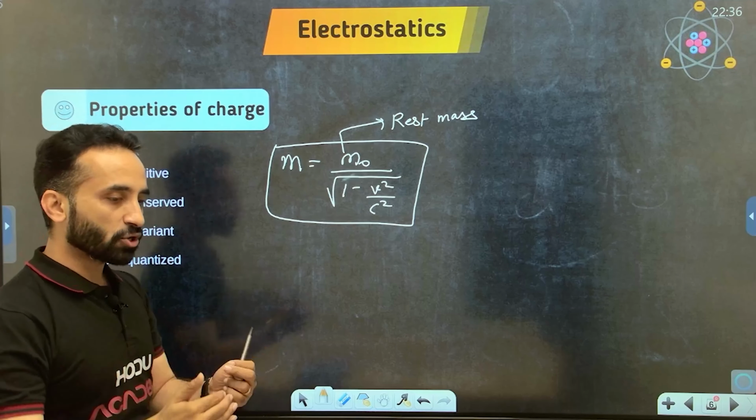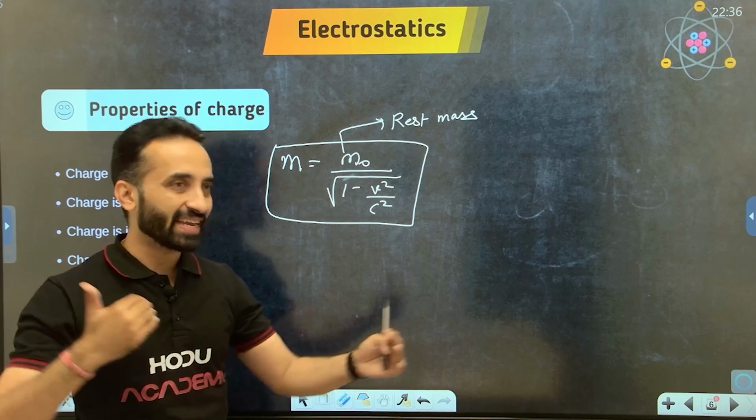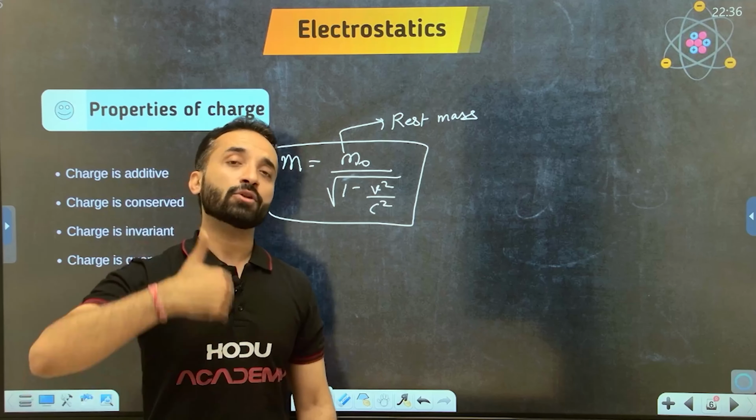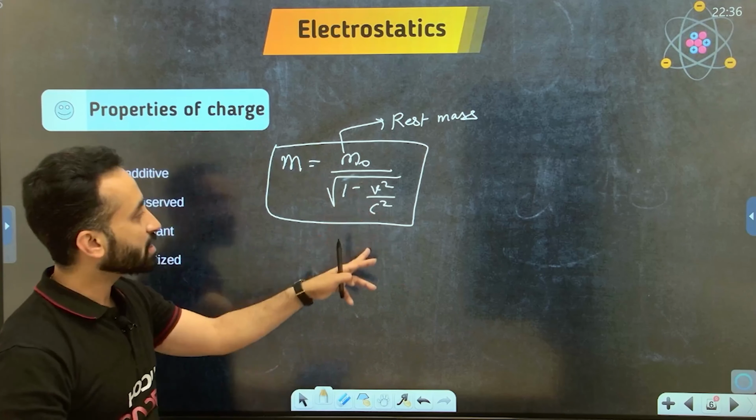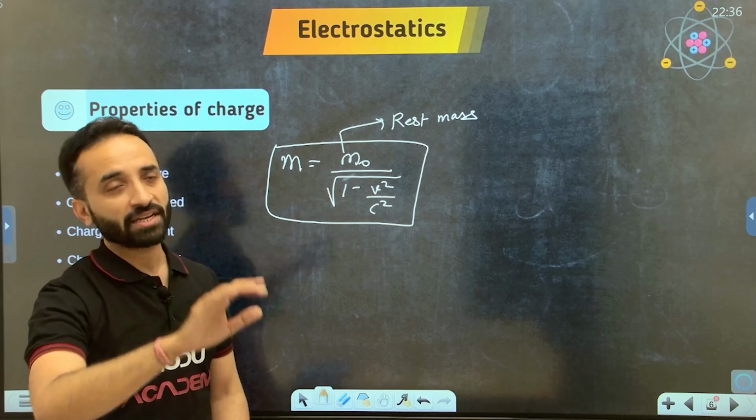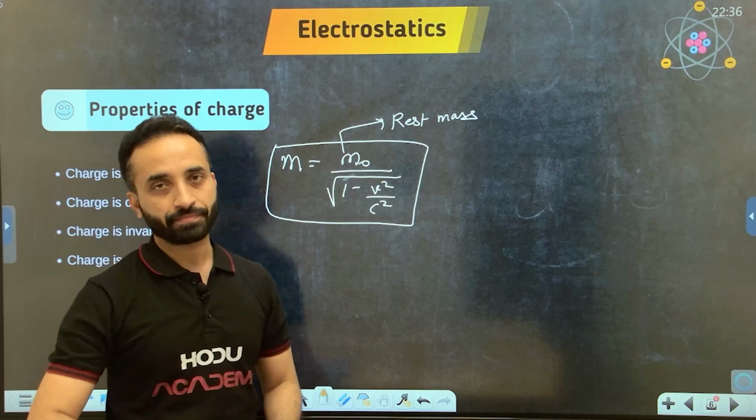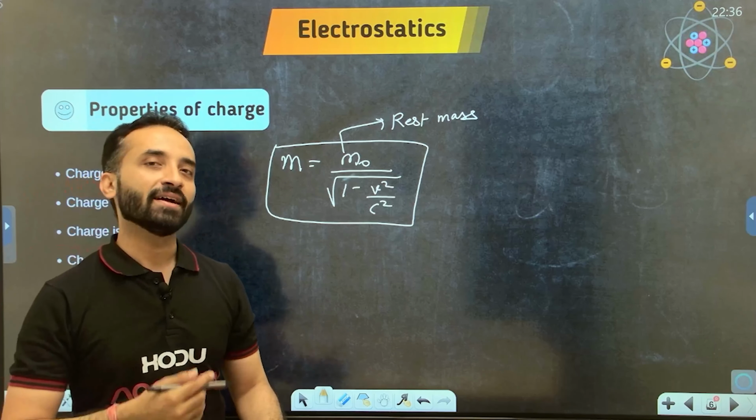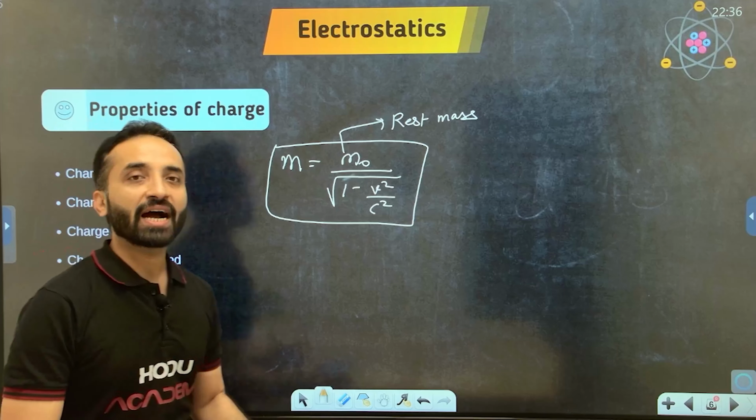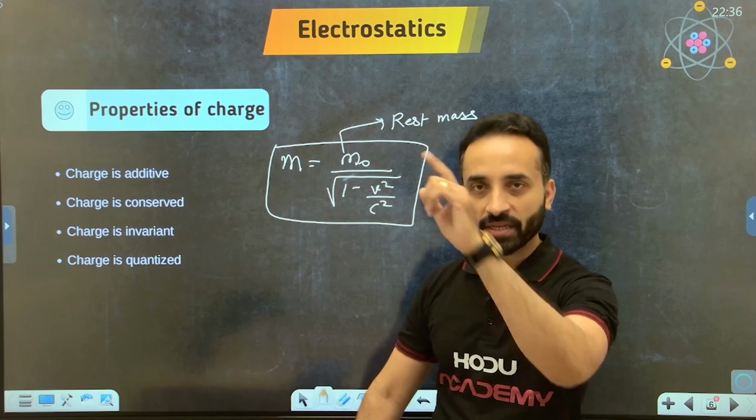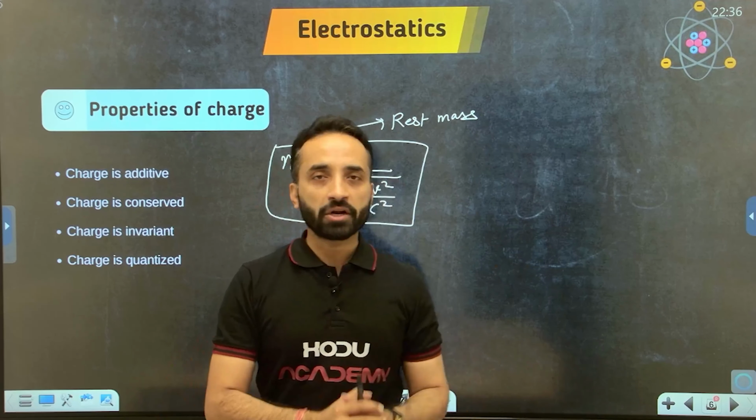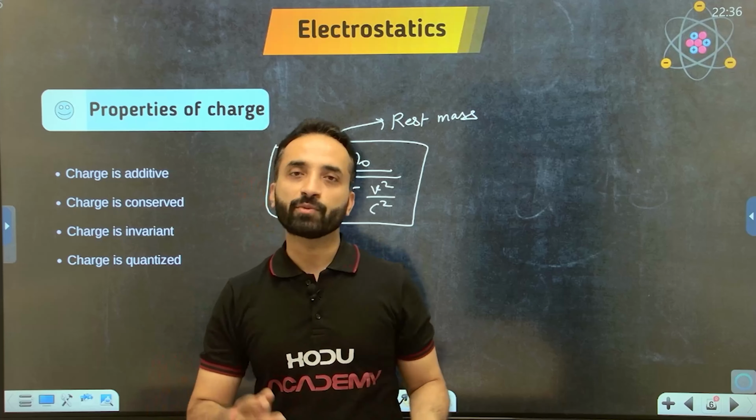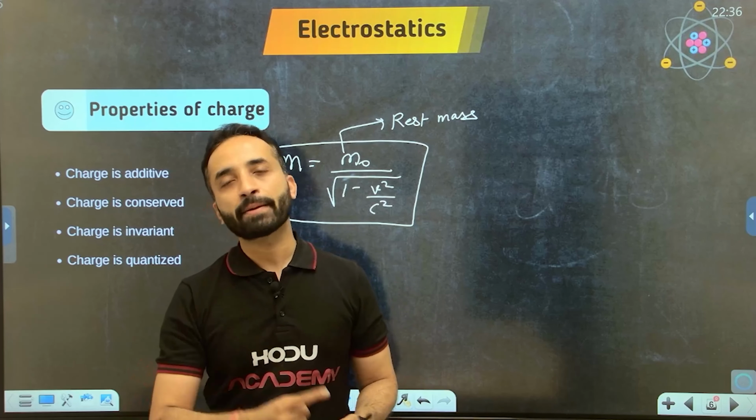But if the subatomic particles like proton, electron travel very close to the speed of light, then this factor becomes substantial and the mass changes a lot. So even mass is a varying quantity, but charge on a body does not change. So please write down, charge on a body does not change with motion, medium, temperature, etc.